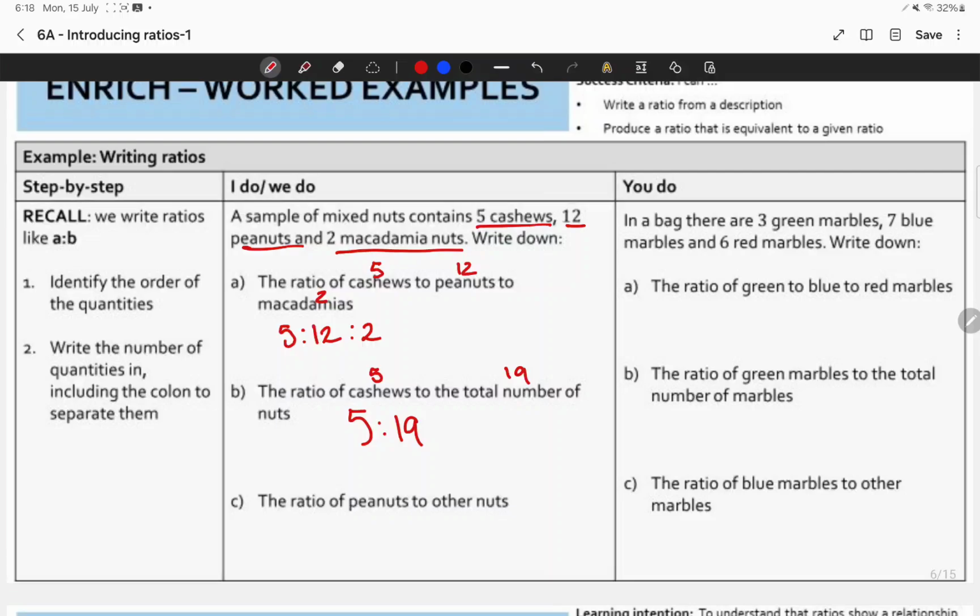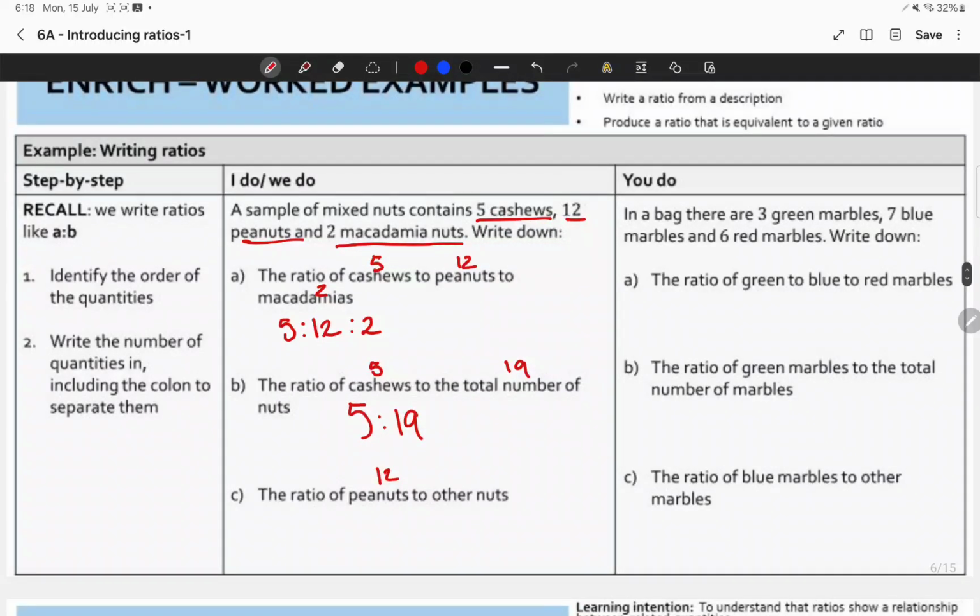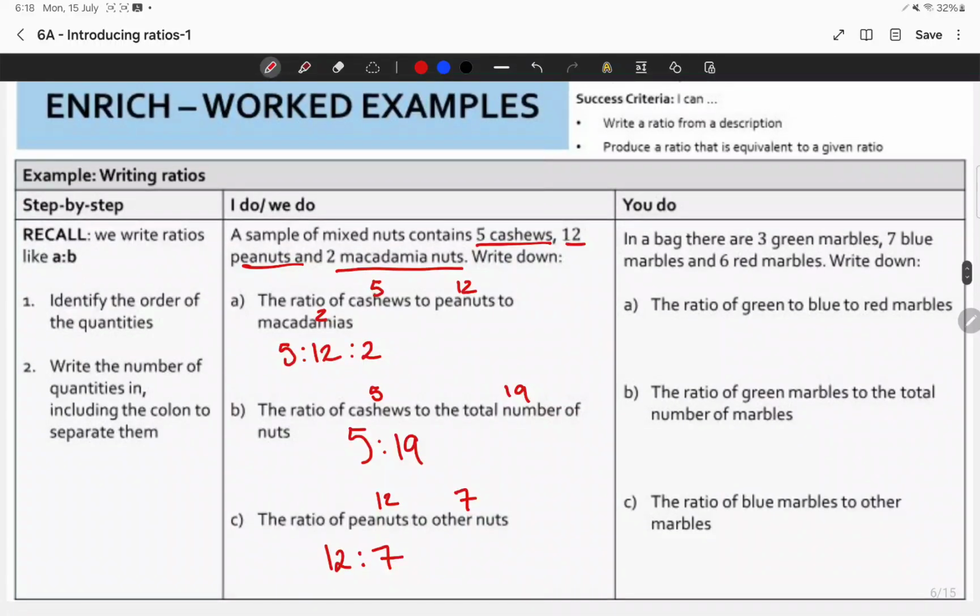All right. And then lastly, the ratio of peanuts. So peanuts is here. So there are 12 peanuts. And then the other nuts. So how many are the other nuts? So we have 5 cashews and 2 macadamia. So there are only 7 there. So it'll be 12 to 7. I would recommend for you guys to maybe write down on the top where we have the words, so that you're not holding too much information inside of your brain while you're still getting a grasp of this. So I'll give you guys a minute, or 2 minutes to do the you-dos there for me, please.